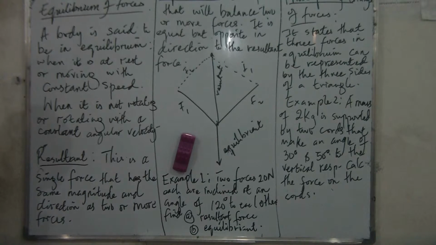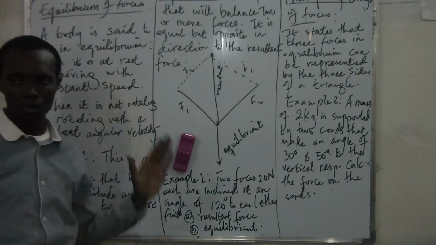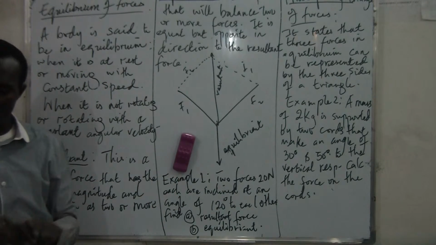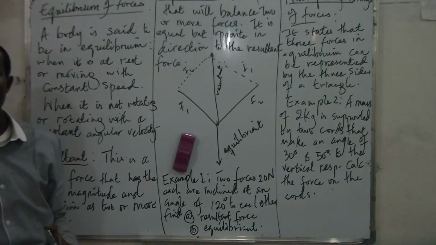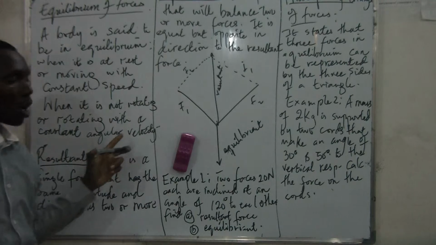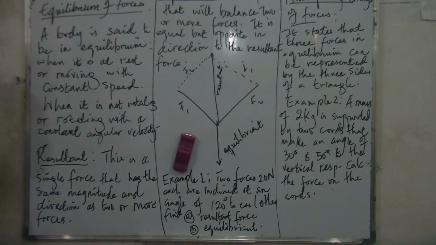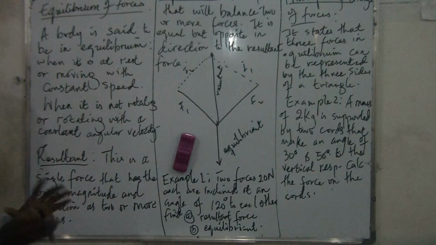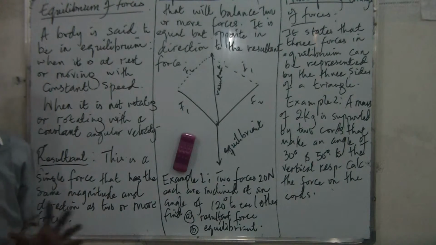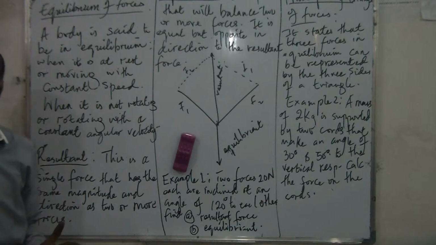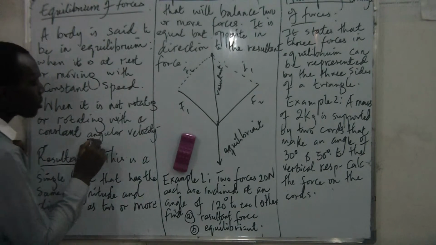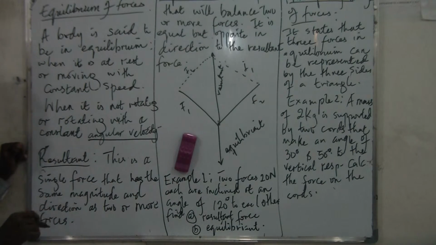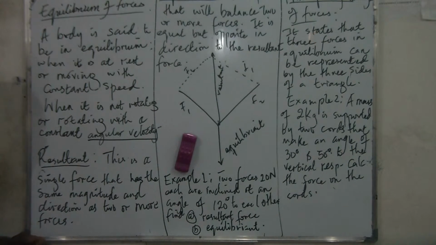Also, a body can be said to be in equilibrium. Now, this has to do with linear motion. For linear motion, the object is just at rest, or it is moving with a constant velocity. Then we say such a body is in equilibrium. While when we deal with circular motion, we say that such an object is not rotating at all. It has no rotation about its axis, or if that object is rotating, it must be rotating at a constant angular velocity. That's the idea of equilibrium.